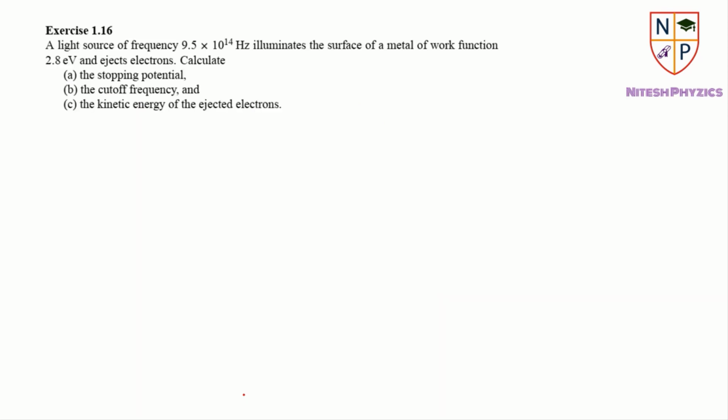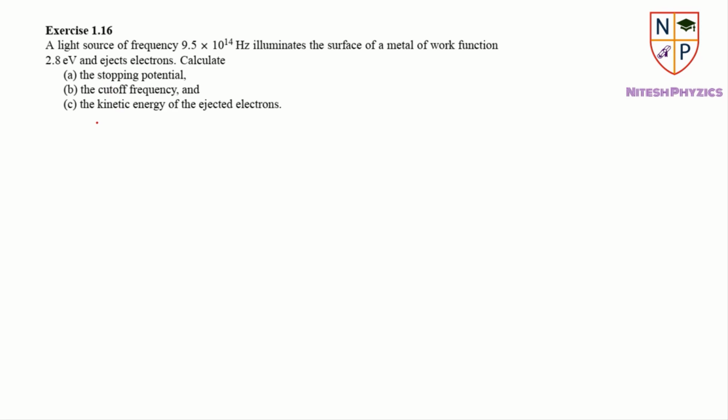Exercise 1.16. Okay, a light source of frequency 9.5 into 10 power 14 hertz illuminates the surface of a metal of work function 2.8 electron volt and ejects electron. Calculate stopping potential, cutoff frequency, and the kinetic energy of the ejected electron. Okay, again we are using the same formula. Okay, calculate stopping potential. We know the value.